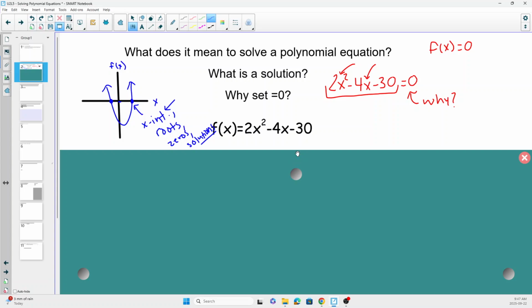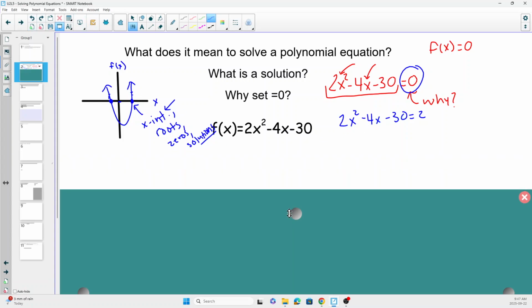All right? Unless it's not equal to 0. It might be, well, when is 2x squared minus 4x minus 30 equal to 2? And now we're interested in these x values that correspond with a function value of 2. But we'll look at some examples where we're not setting it equal to 0.